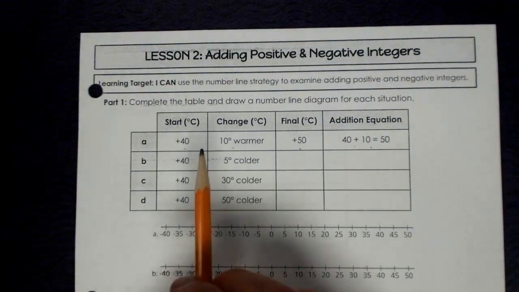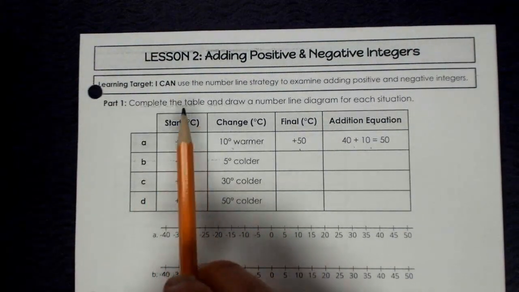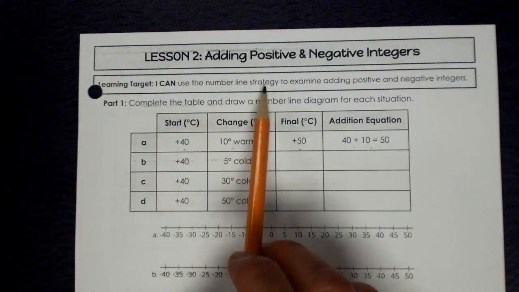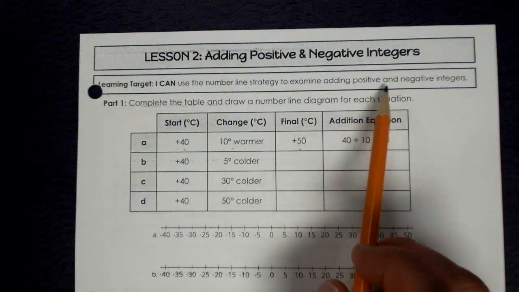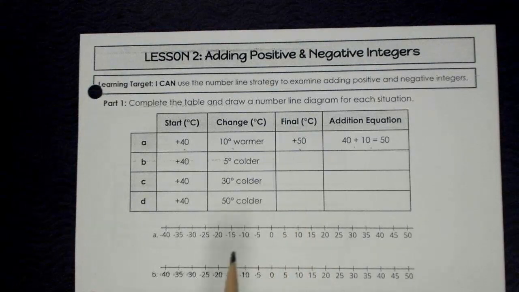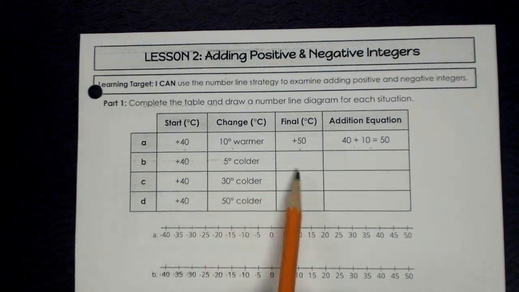We are in lesson 2 of our numbers unit. We're going to start off with the learning target: I can use the number line strategy to examine adding positive and negative integers. What we're going to do is this in three parts. We're going to do part 1 today. We're going to fill out the table here.